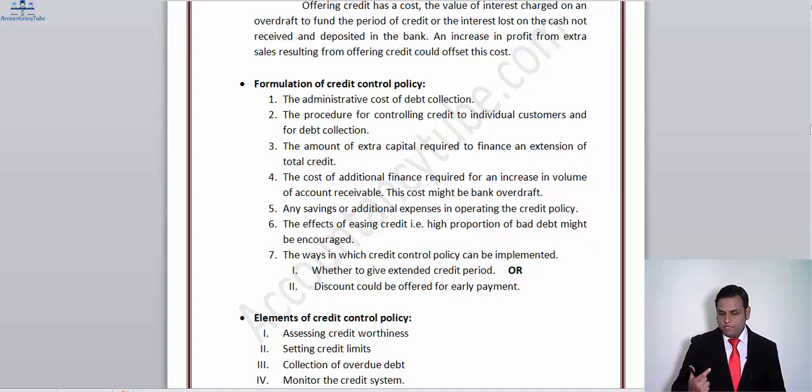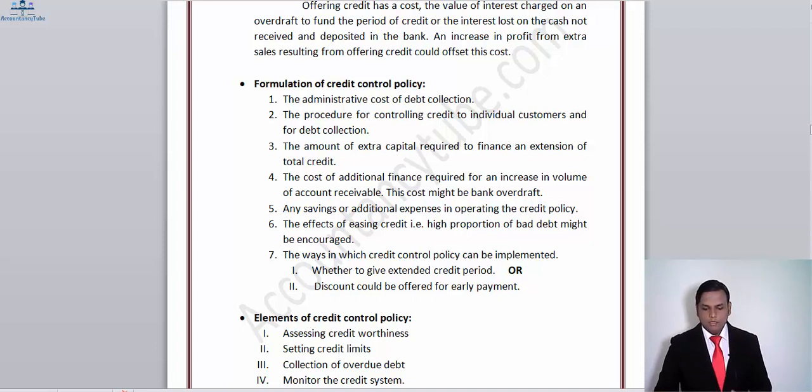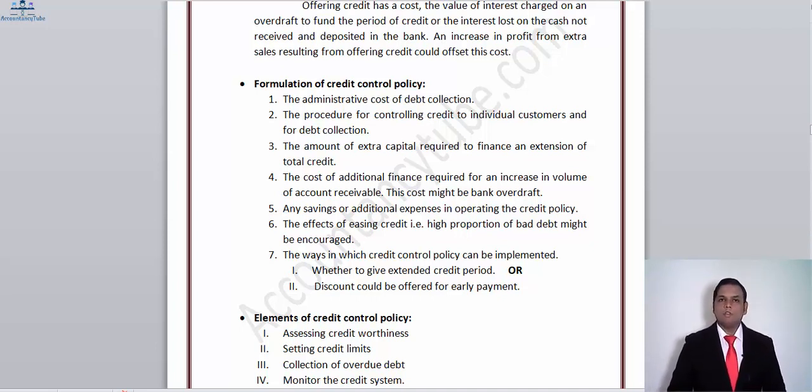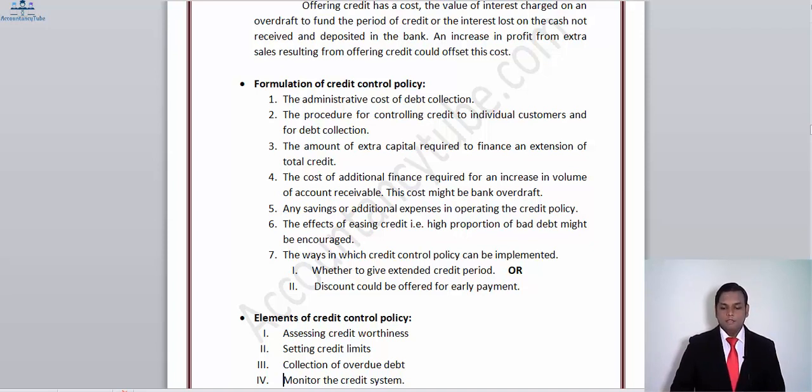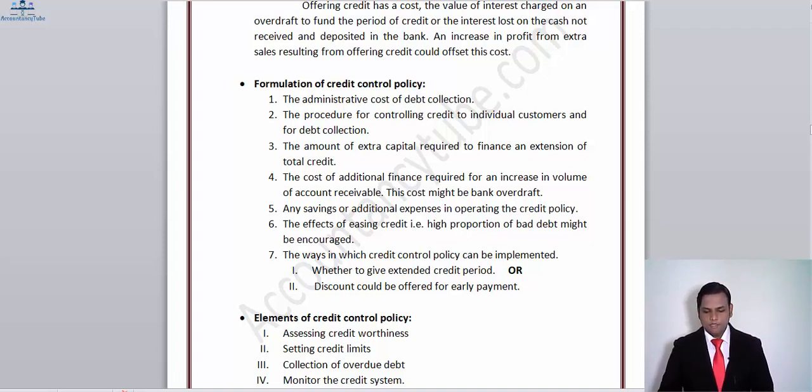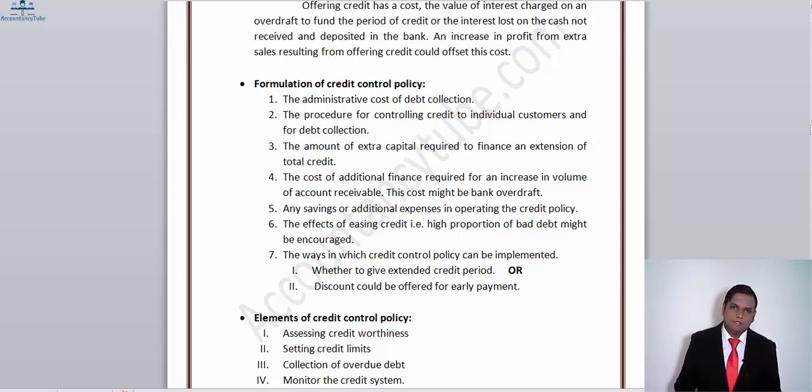The fourth point is the cost of additional finance required for an increase in the volume of accounts receivable. The same thing: the cost might be a bank overdraft, and the rate we can take here is the bank overdraft rate. That is what we use in a business to fund the short-term deficit. Then the fifth point, any savings or additional expenses in operating the credit policy. All credit policies have different needs according to the business that need to be kept in mind, so in this point we will be considering those.